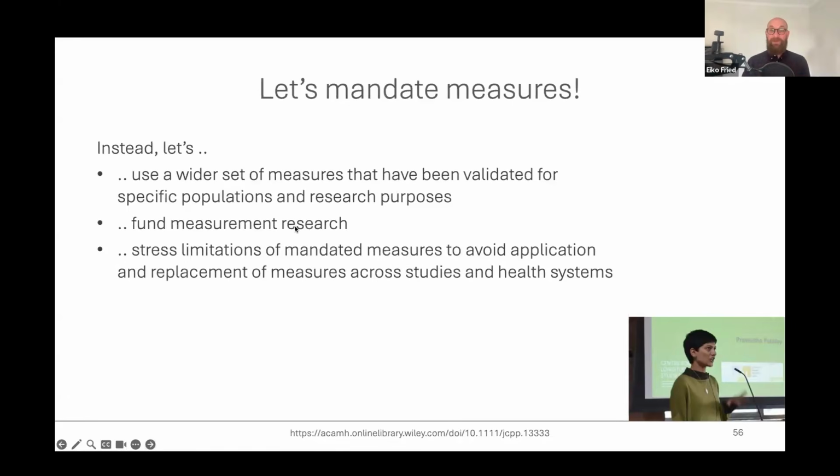Let's fund measurement research. And again, Wellcome Trust has done this also. Recently, Astrid Chevance and Caroline Krause in Paris got a fairly sizable measurement grant on building a living evidence synthesis website or platform for researchers, patients, and so forth for the PHQ and a couple of the other scales that were mandated, the GAD, the WHODAS, and I forgot the 4th one. So that's really great, and I'm helping with this effort also. And then also let's stress limitations of mandated measures to avoid application, replacement of measures across studies and health systems.